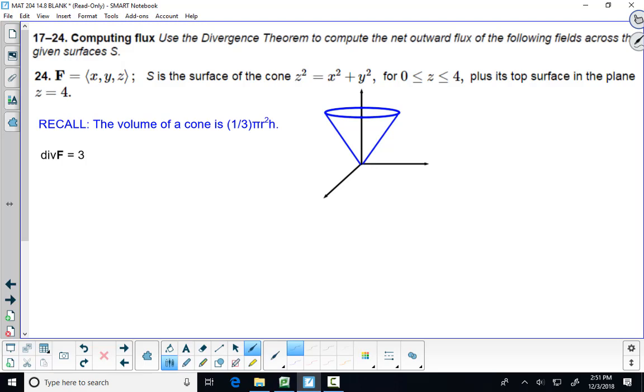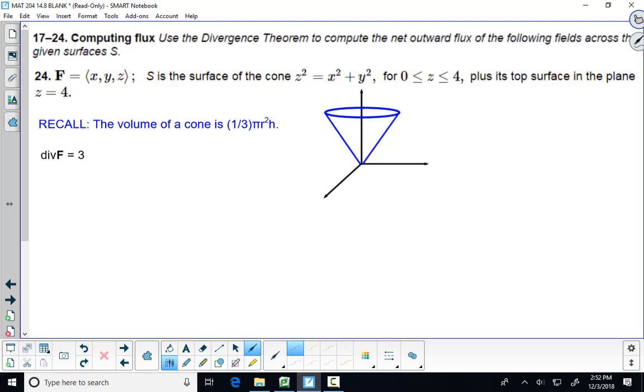All right, so this cone is what I was thinking about earlier, where it's a solid object, so if we do the surface integral, we have to do the cone plus the disk, because it's a solid object, not just the boundary, like we did in 14.7. So surface of this cone, z is going 0 to 4, plus its top, in the plane z equals 4. Because it's a solid object, it's got to be closed.